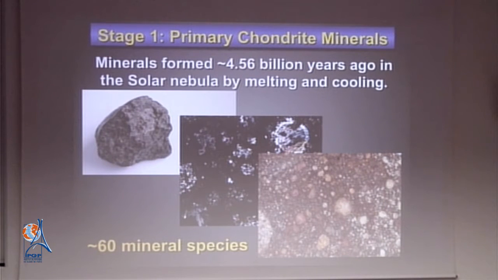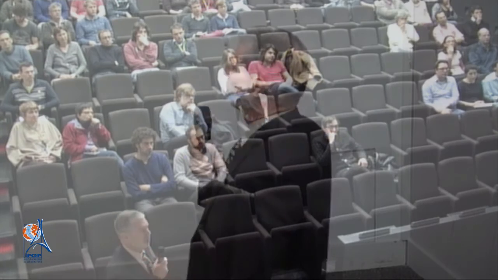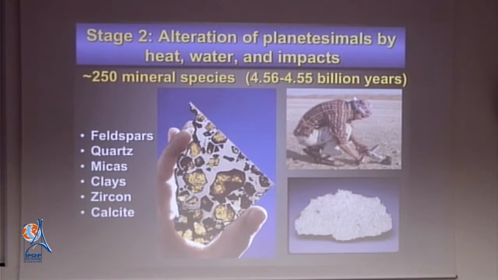So we've gone from 12 minerals to the 60 chondrite minerals. And then, of course, the chondrites clump together. They form larger and larger bodies, planetesimals that might be 100 or 200 kilometers in diameter. And when you get bodies that size, they melt, they differentiate, they go through various kinds of processes of aqueous alteration. There are shock impacts as different bodies collide. And here we find the 250 minerals that we can still find in the meteorites that fall to Earth today.